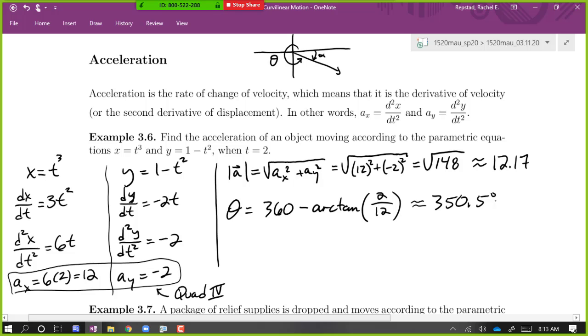Some folks might give the acute reference angle and just say it's 10 point something degrees below the positive x-axis, and that's okay to state it that way. If you do that, just make sure you give the reference from which you're measuring. But our acceleration vector is 12.17 at an angle of 350.5 degrees.